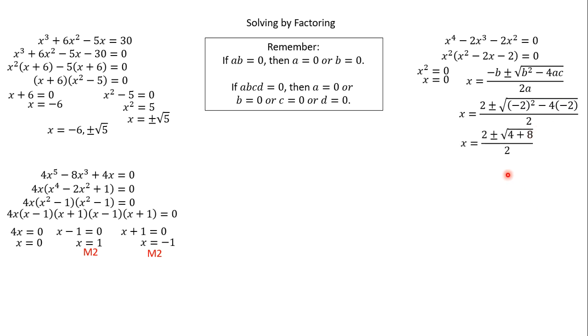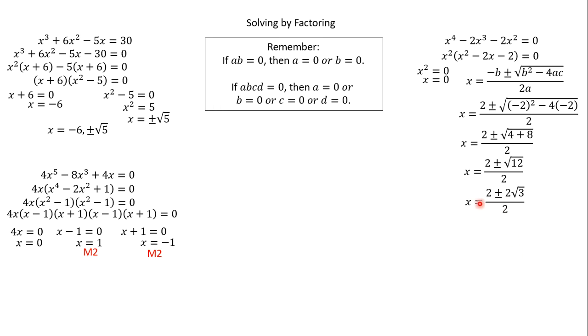So we have the 4 plus 8 there. 4 plus 8 is 12. And then 12 is 4 times 3, or 2 times 2 times 3. Those 2's can make a break for it. One of them makes it out. What happens to the other one? That sounds like a good comment thing. But one of them makes it out of their square root prison to get 2 plus or minus 2 root 3 over 2. And then just simplify the 2's.